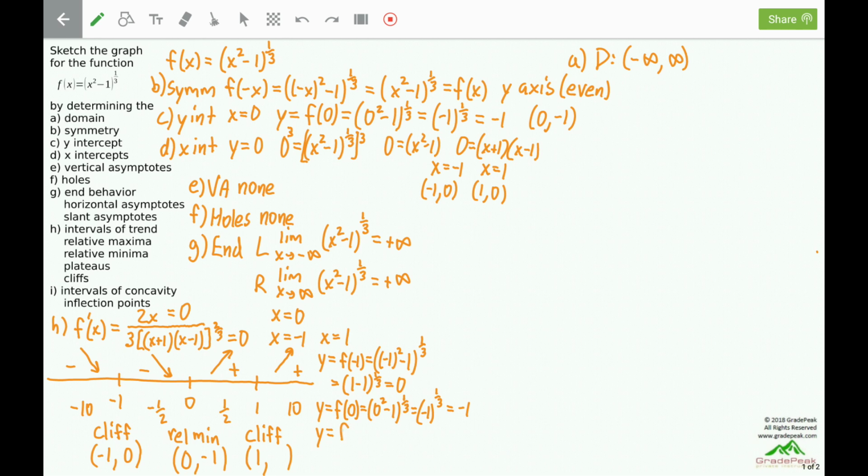So y equals f of 1, which is 1 squared minus 1, the entire thing to the 1/3 power. 1 squared is 1. Minus 1 to the 1/3 power. 1 minus 1 is 0 to the 1/3 power will be 0, so it has a corresponding y-coordinate of 0.